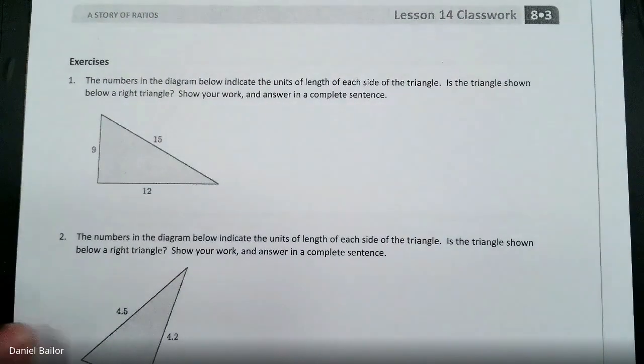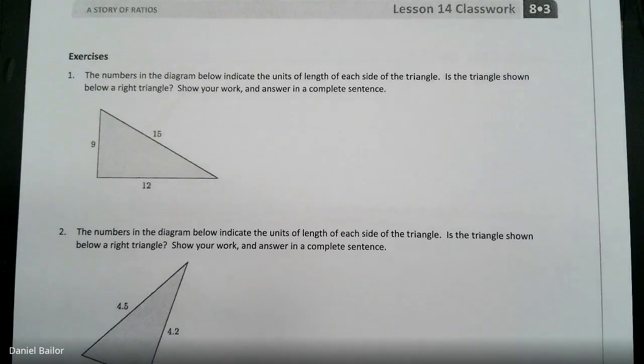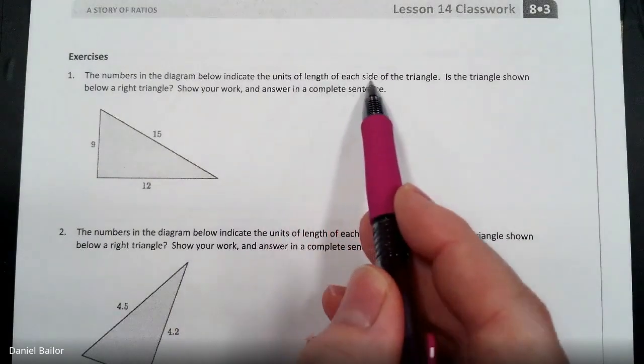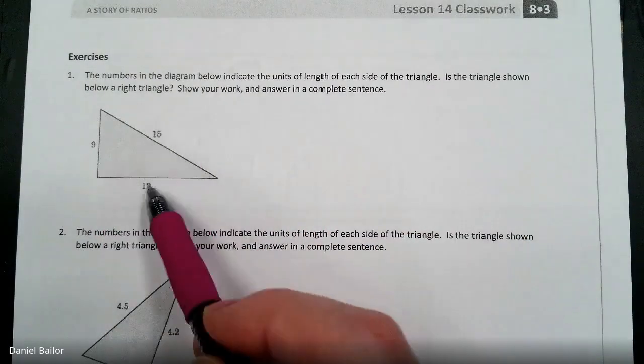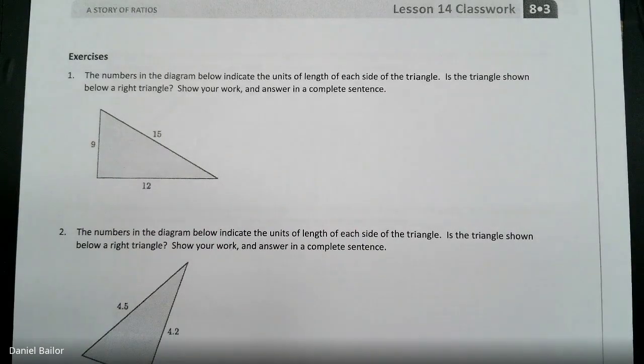Number 1, and I think I'm going to read the directions once, because I think the directions are the same for all 7 exercises. The numbers in the diagram below indicate the units of length of each side of the triangle. So these numbers tell you how long the sides are. Is the triangle a right triangle? Show your work and answer in a complete sentence.